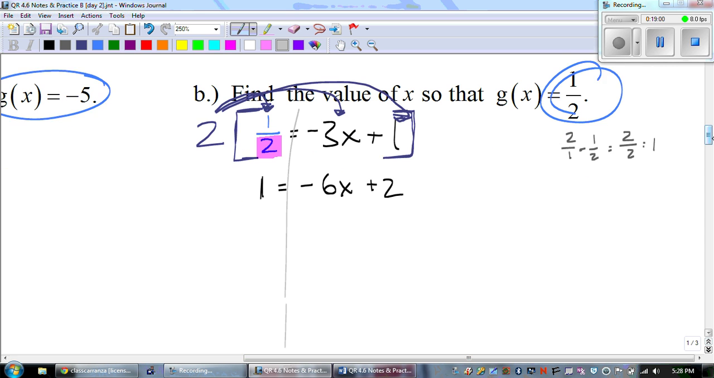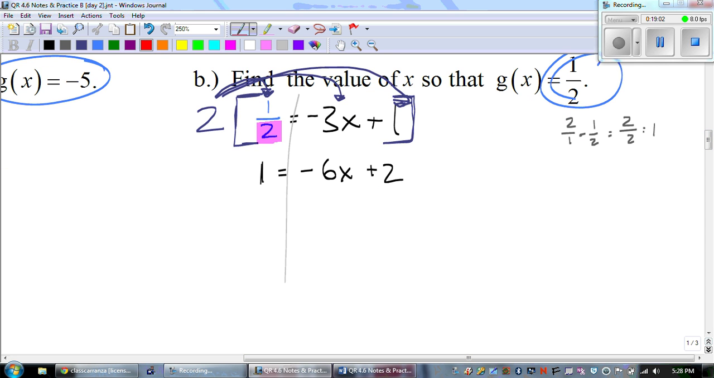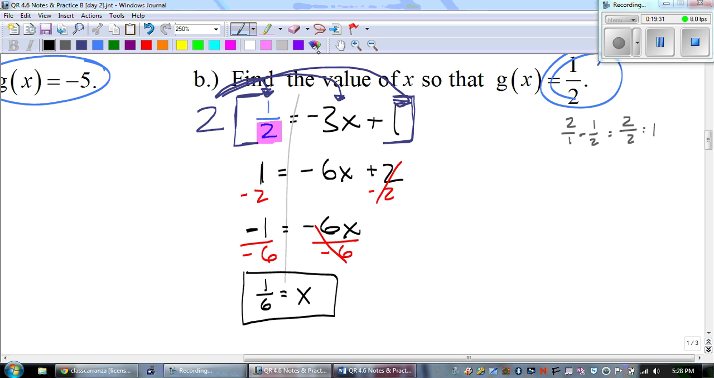And now we can go ahead and solve. Okay, so we're going to subtract 2 to both sides. 1 minus 2 is negative 1. And then to get the x all by itself, we divide, and we're dividing by negative 6. A negative divided by negative is a positive. And remember, I don't want the decimal, guys. Leave it as a fraction. And then our final answer is 1/6.